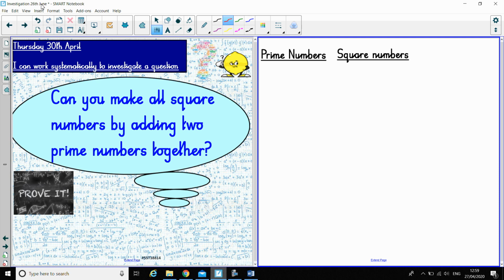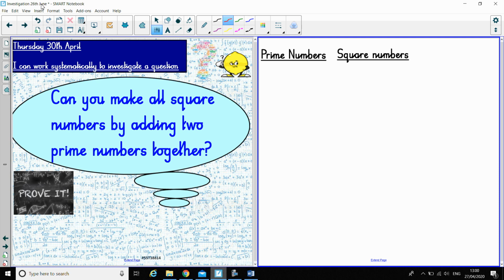To be able to answer this question, you need to know what square numbers are and what prime numbers are. Now, both of these things you have looked at in the past, and I know that you looked at them both last week. So, square numbers is where a number is multiplied by itself, and the product is called the square number. So, for example, 4 times 4, the product is 16. 16 is the square number.